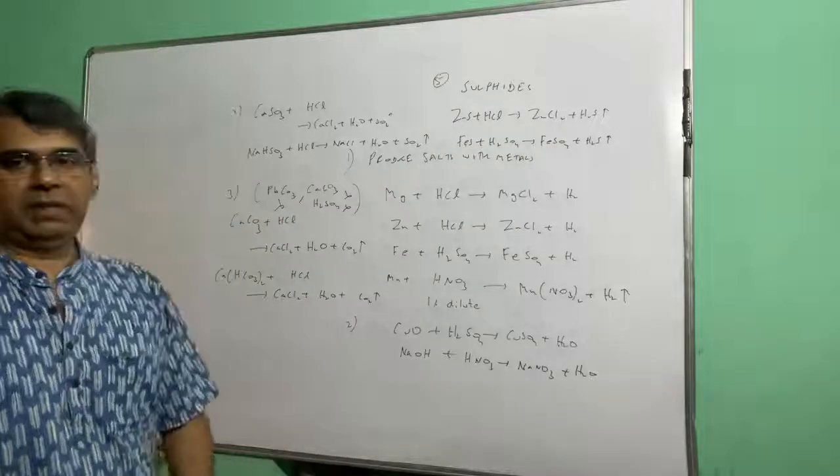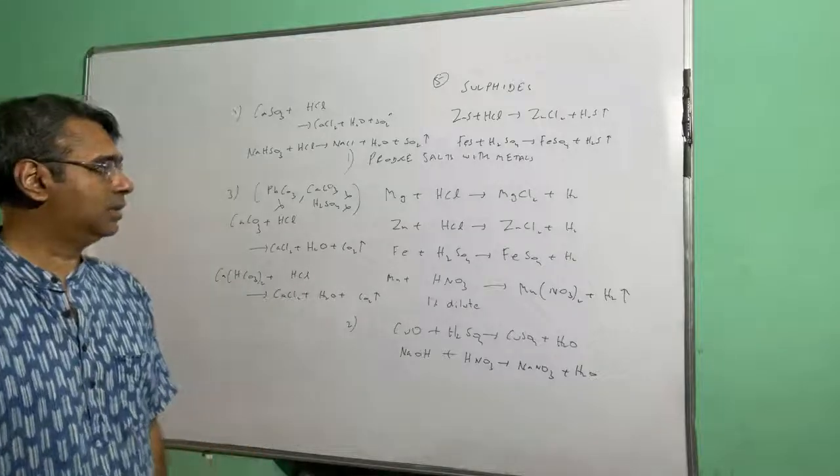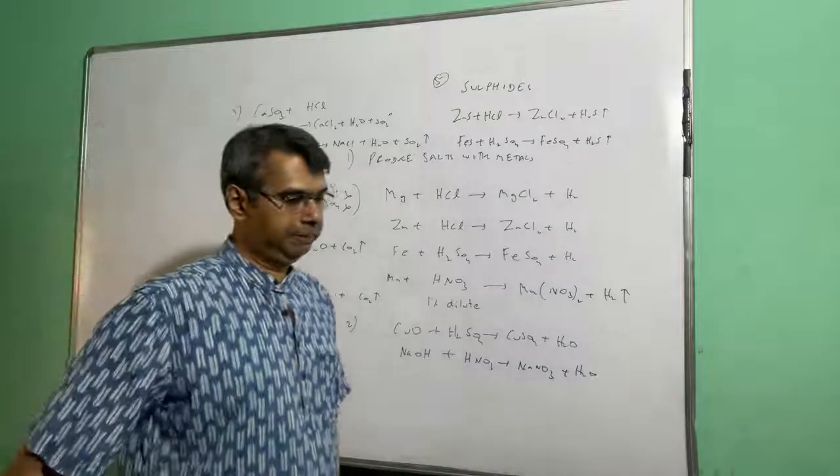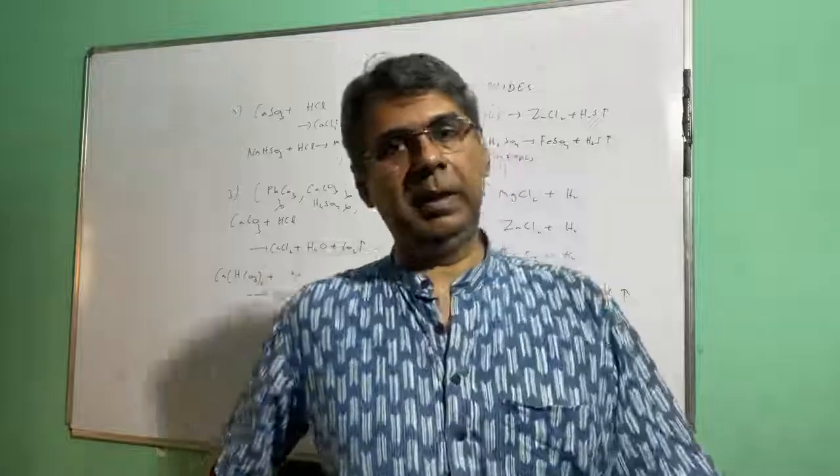So these are the 5 chemical properties of acids, and in the next session we will continue with the remaining chemical properties of acids.